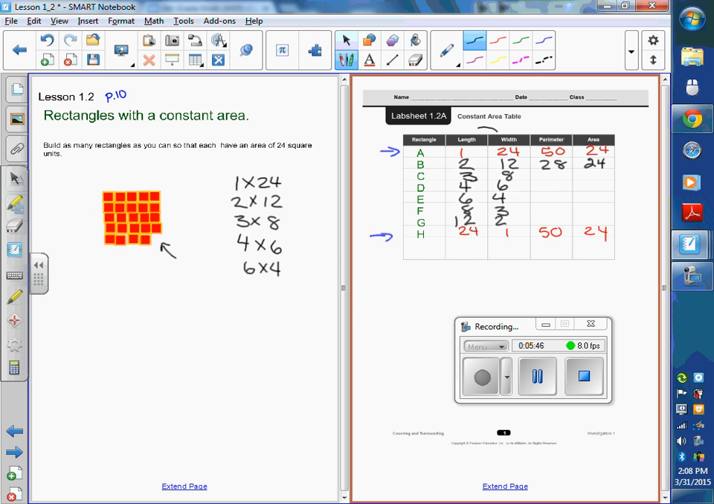Yeah, Courtney? The perimeter is 22. Can you think of a quick way to do that? And the area is still 24 on all of these. Can you do that without looking at the picture?